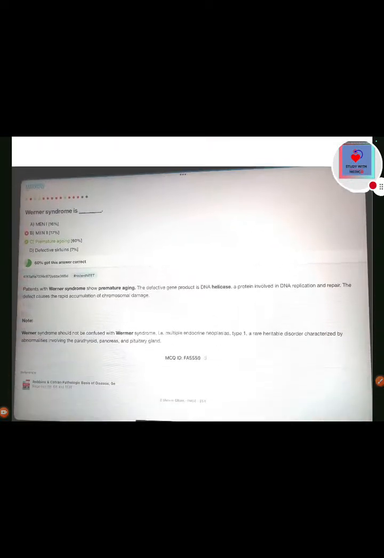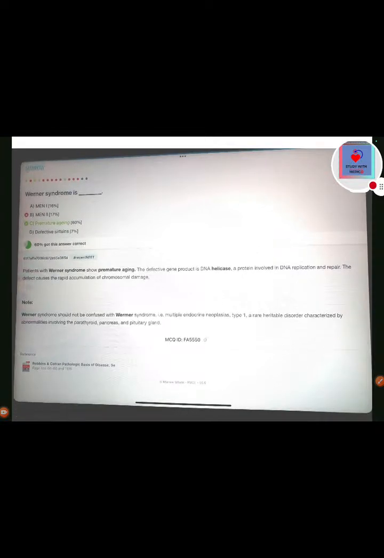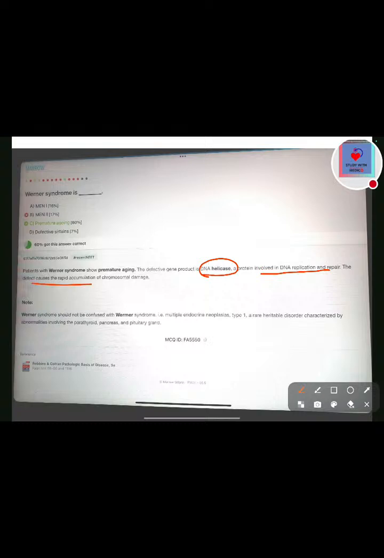What is Werner syndrome? Premature aging. Patients with Werner syndrome show premature aging. The defective gene product is DNA helicase, a protein involved in DNA replication and repair. The defect causes rapid accumulation of chromosomal damage. It should not be confused with multiple endocrine neoplasia type 1, a heritable disorder characterized by abnormalities involving the parathyroid, pancreas, and pituitary gland.